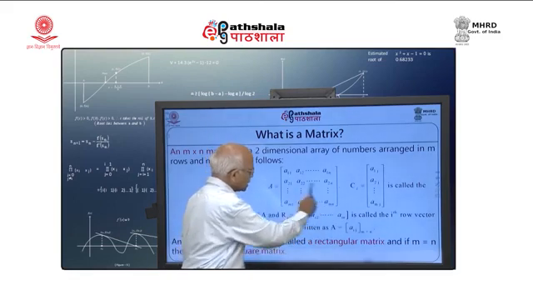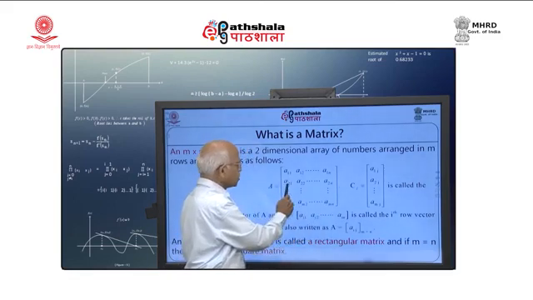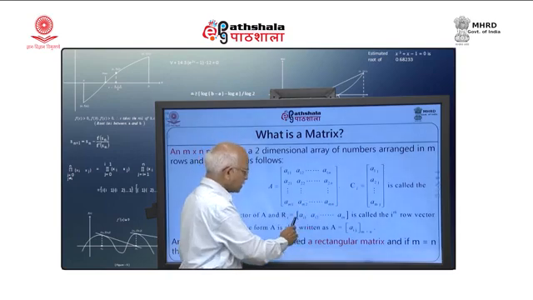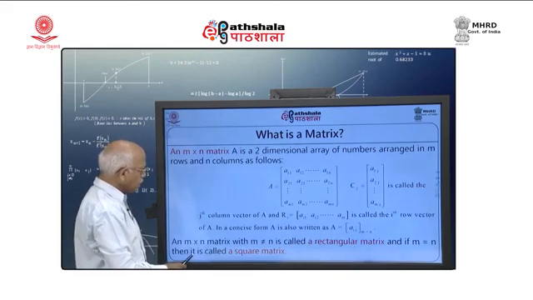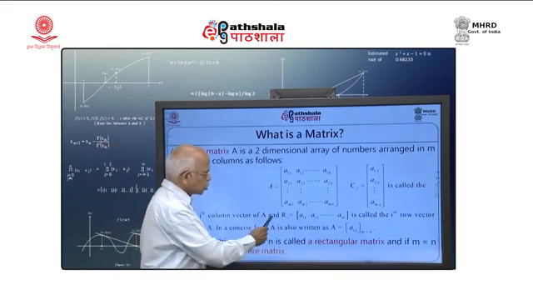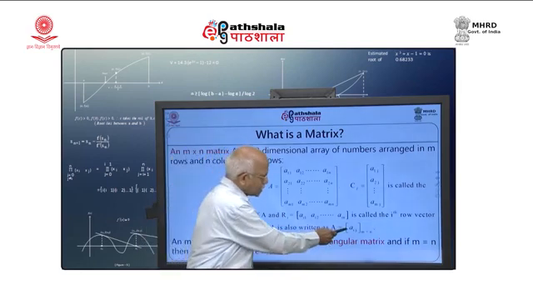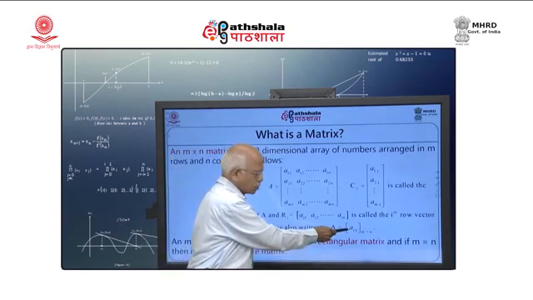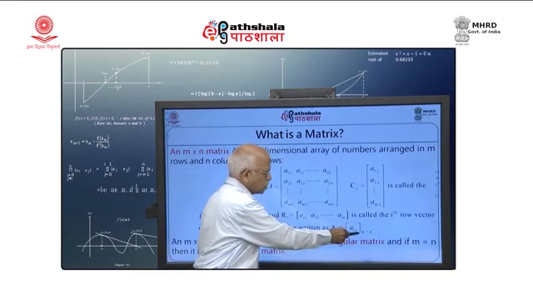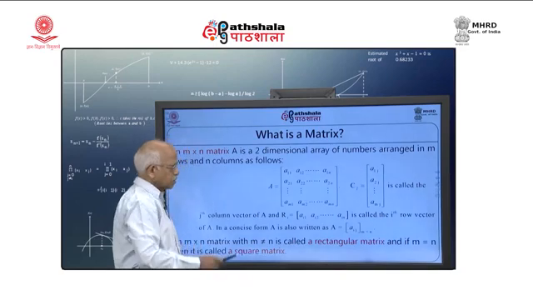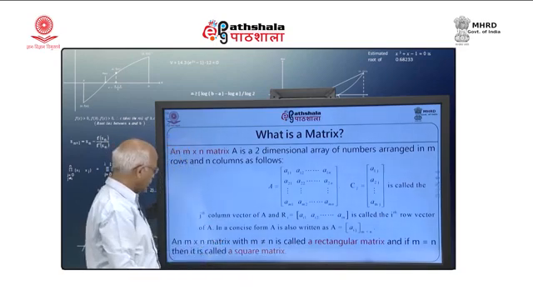If I consider the ith row, the second row will be A 2 1, A 2 2, up to A 2 n, and the ith row will be A i 1, A i 2, up to A i n, called the ith row vector of A. In concise form, A is also written as A i j. We just write the general element of the matrix, where i runs from 1 to m and j runs from 1 to n.